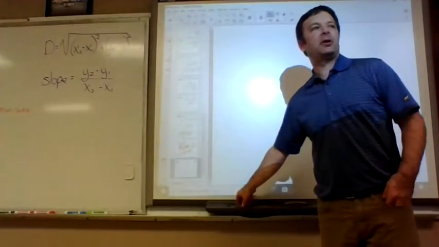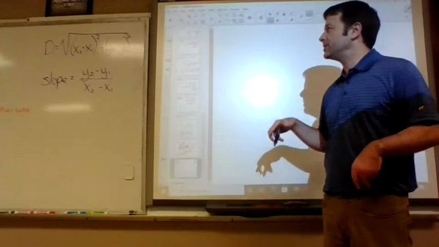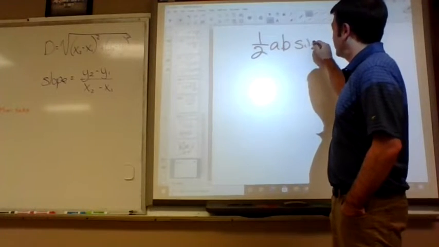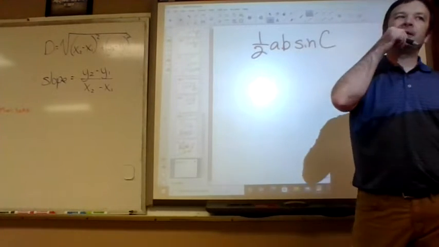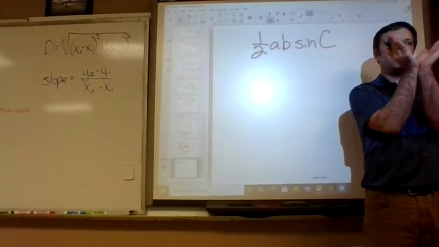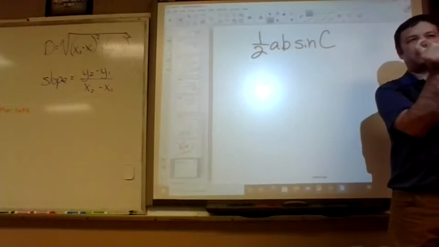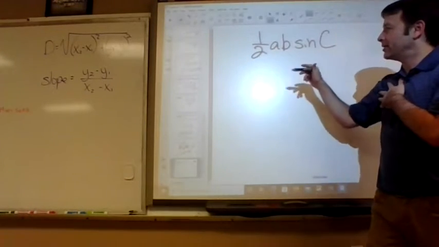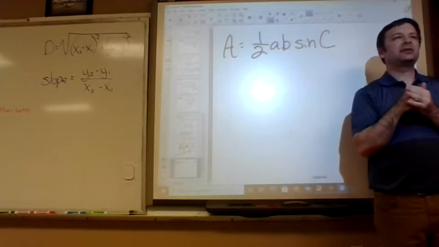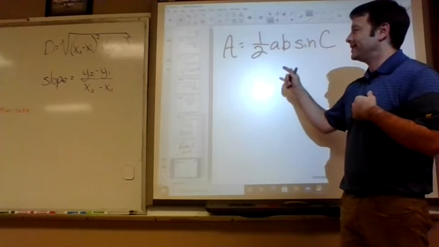Okay, you guys remember the area formula that we learned last week? One-half ab sine of C. So basically a and b were two sides of the triangle, and the angle C was the angle between them. You had to have a side, angle, side to use that area formula. And then the last assignment we used what they call the law of sines.